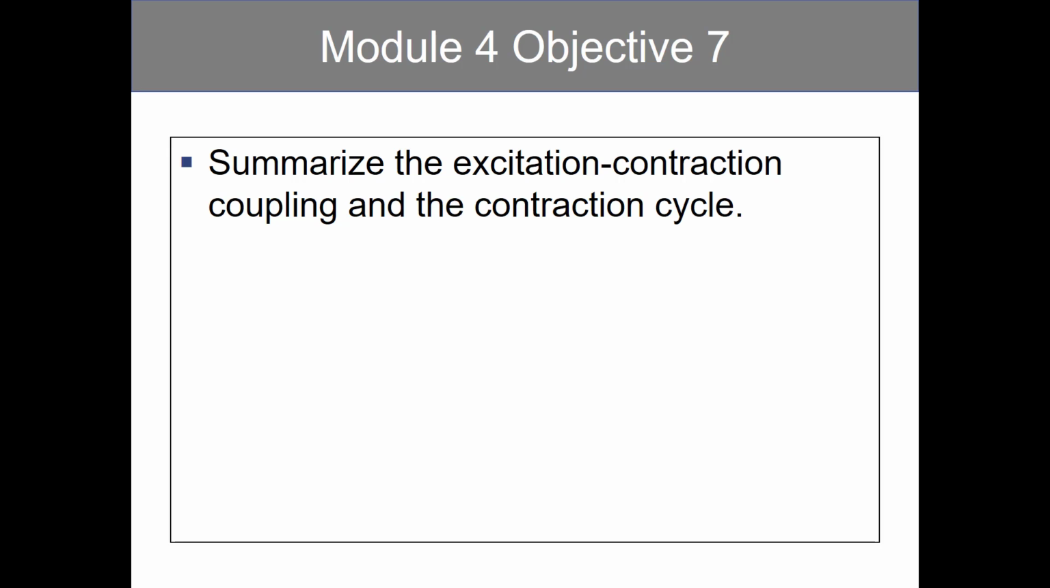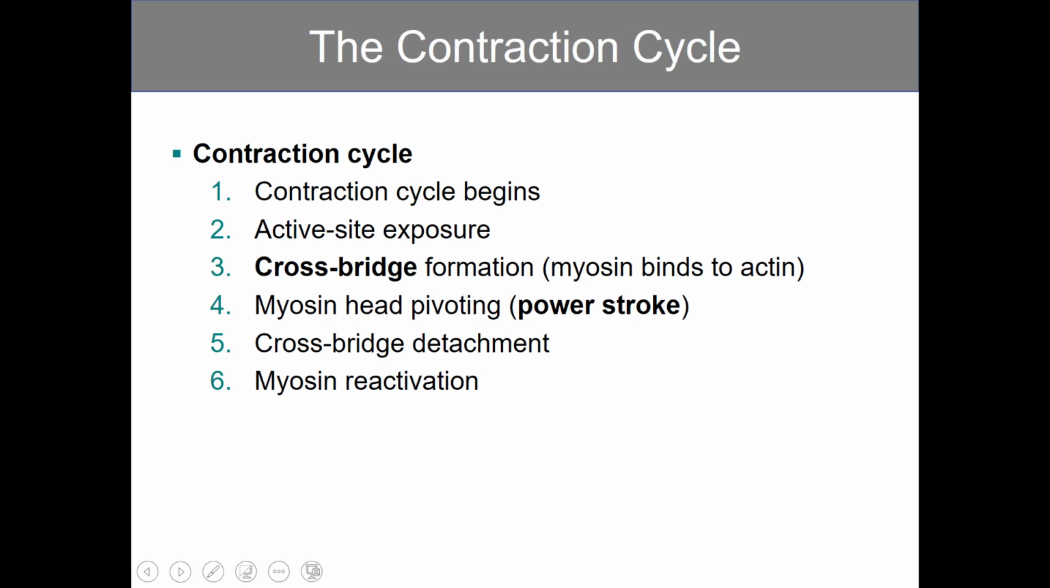Module 4, Objective 7: summarize the excitation-contraction coupling and the contraction cycle. The contraction cycle consists of 6 discrete steps. Here they are.